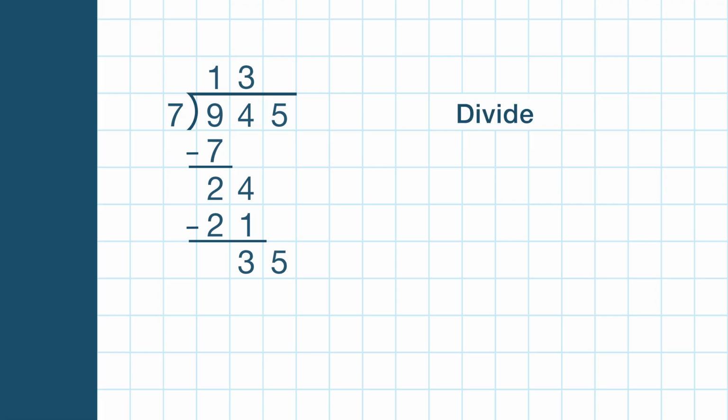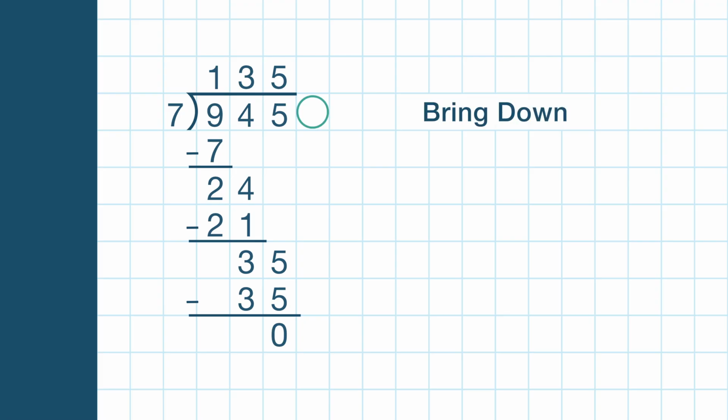Divide one more time. 7 goes into 35 how many times? 5 times. Write the 5 above the 5. Multiply. 5 times 7 equals? It's 35. Subtract. 35 minus 35 is? Yes, 0. There is nothing left to bring down.